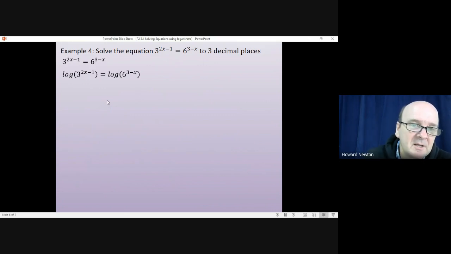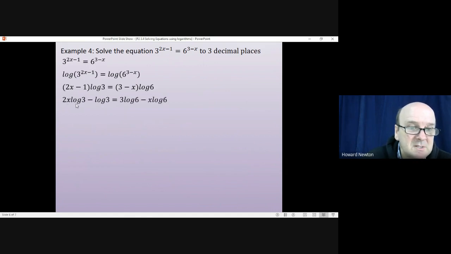Okay, let's have a look. So the first thing we're going to do is the normal thing with the power. We'll bring the power down to the front, which will give us 2x minus 1 times log 3. Bringing this power down to the front gives us 3 minus x times log 6. And then we will multiply the brackets, which gives us 2x log 3 minus log 3 is equal to 3 log 6 minus x log 6.